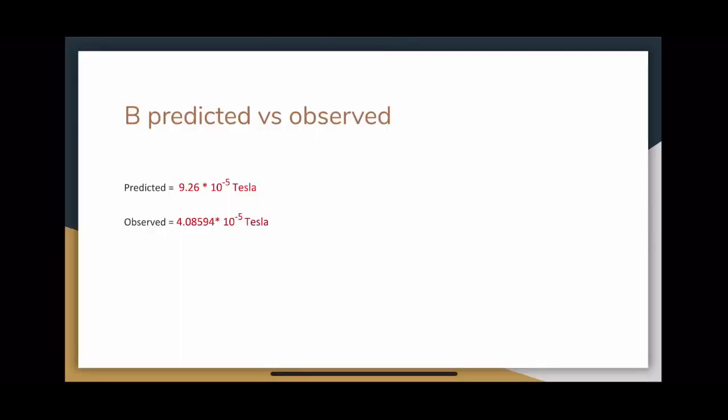Now the magnetic field predicted versus observed on the off axis. When I did the experiment and found the values, I had 9.26 times 10 to the negative 5 teslas. But when I did the computational model, I observed 4.08594 times 10 to the negative 5 teslas.